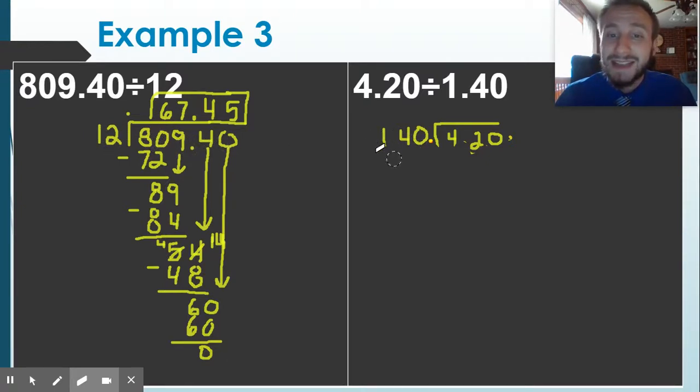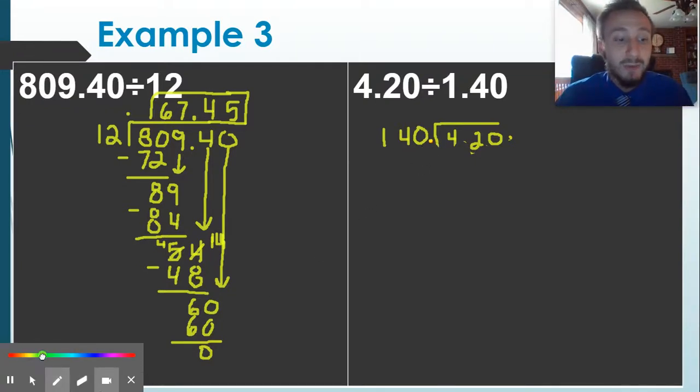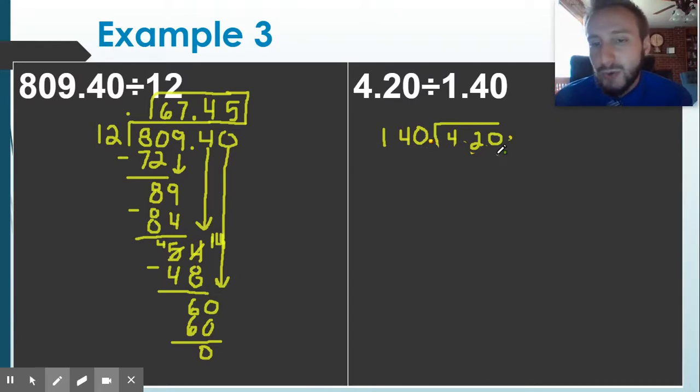But if you have a decimal on the outside number, you want to move that decimal an equal amount in both the divisor and the dividend. Okay, because now we can easily work with this number. It's 140 into 420. So 140 goes into 420. Let's chop off these zeros and think about it. 14 times what would get me pretty close to 42?